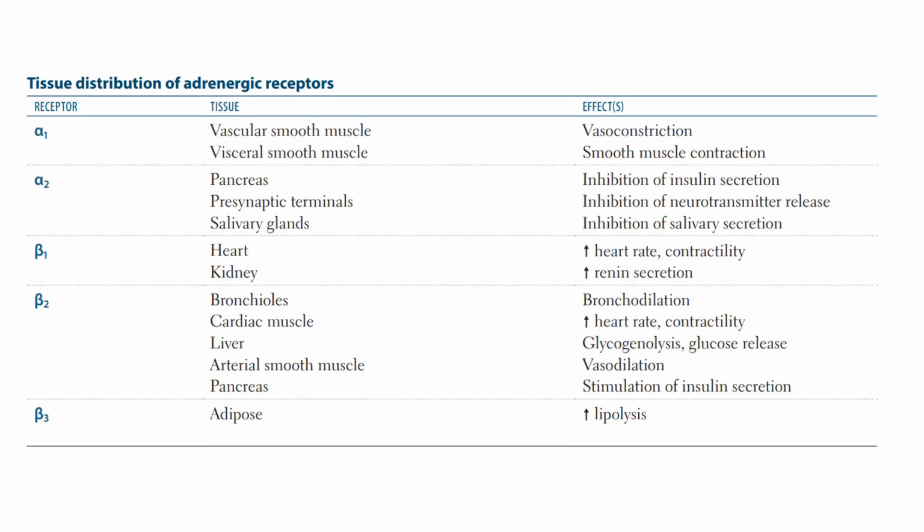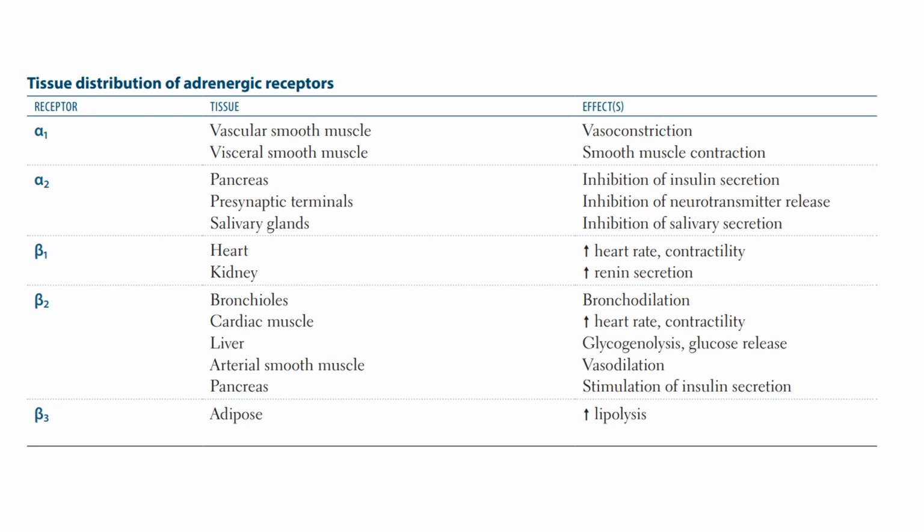So, in order to learn the sympathomimetics, we should know where the receptors are located in the body. We have alpha and beta types of receptors: alpha 1 and alpha 2, beta 1, beta 2, and beta 3. Alpha receptors are found in the smooth muscles, and the effects are vasoconstriction and smooth muscle contraction.